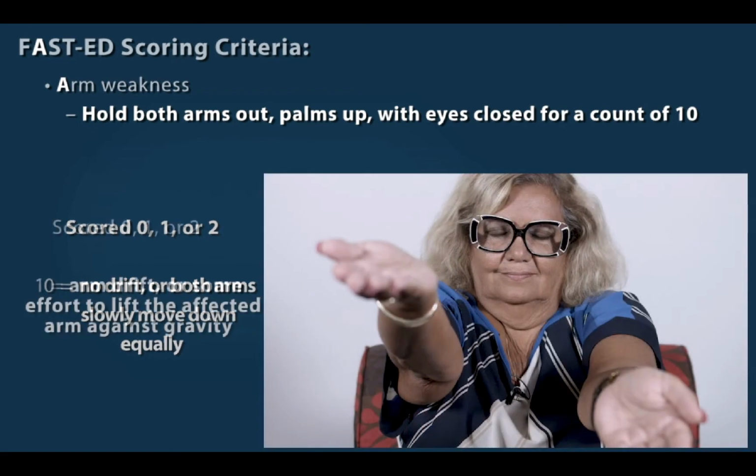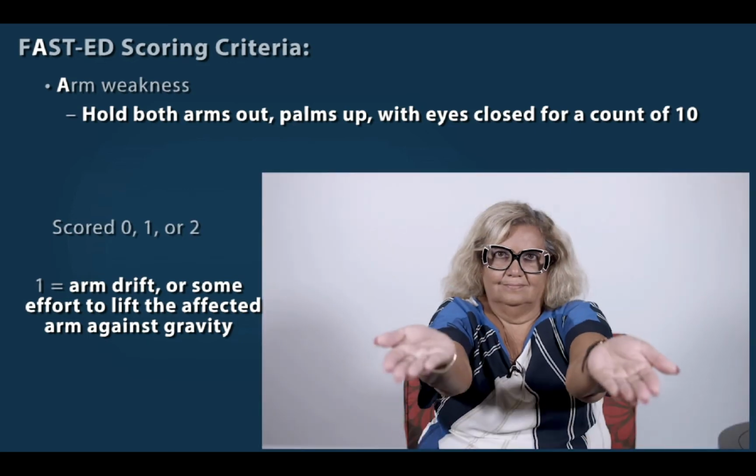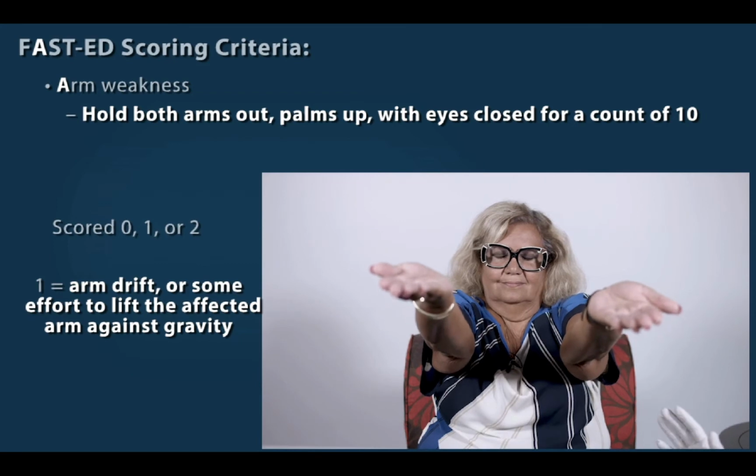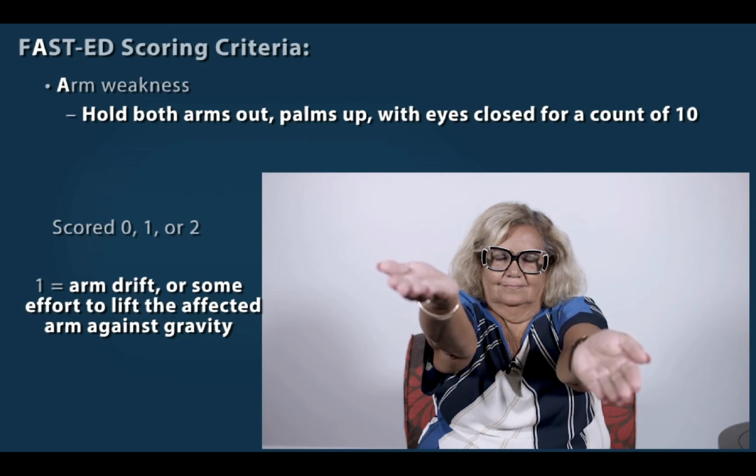A score of 1 indicates arm drift, or some effort to lift the affected arm against gravity. Ma'am, I'm going to have you lift both arms up, palms up, close your eyes. Now keep them there for a count of 10. 1, 2, 3, 4, 5, 6, 7, 8, 9, 10.